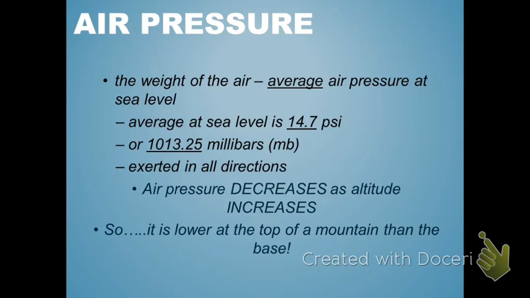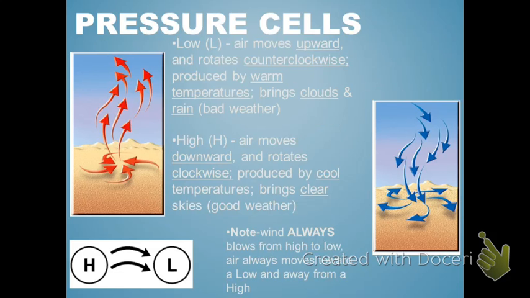Air pressure is greater near Earth's surface and decreases with increased altitude. Air pressure is not constant. Average air pressure at sea level is 1,013.25 millibars, which is the same thing as 14.6 psi.